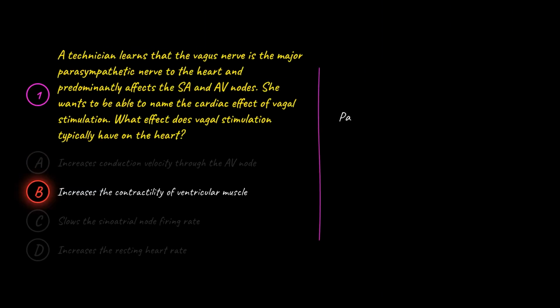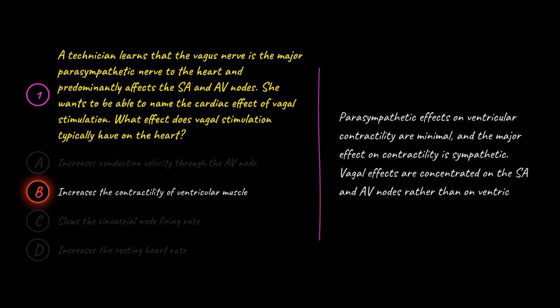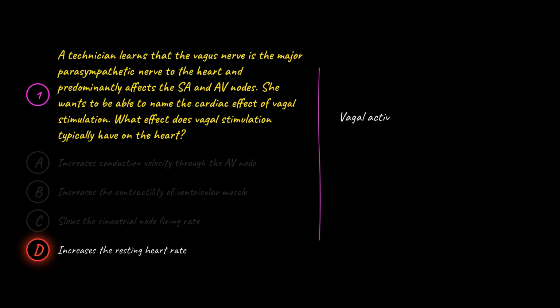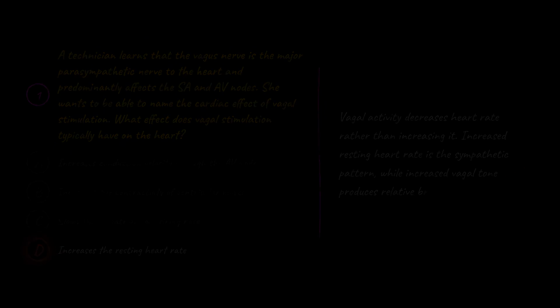B is wrong because parasympathetic effects on ventricular contractility are minimal, and the major effect on contractility is sympathetic. Vagal effects are concentrated on the SA and AV nodes rather than on ventricular muscle force. D is wrong because vagal activity decreases heart rate rather than increasing it. Increased resting heart rate is the sympathetic pattern, while increased vagal tone produces relative bradycardia.